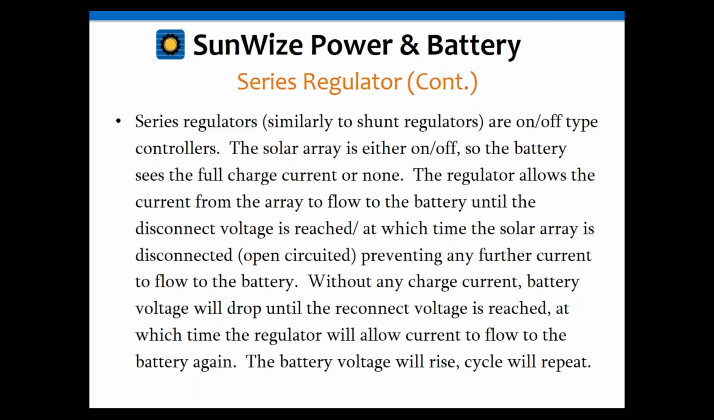Again, because they do have that array disconnect voltage and the reconnect voltage, the solar array is typically on-off type. And because of that, you're going to have that pulse charge mechanism once again.